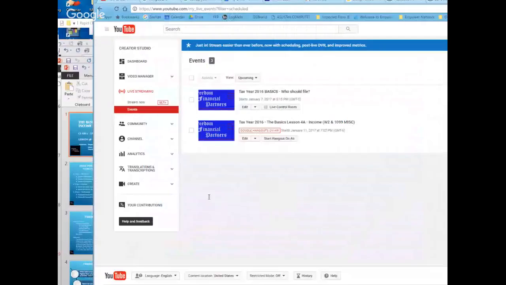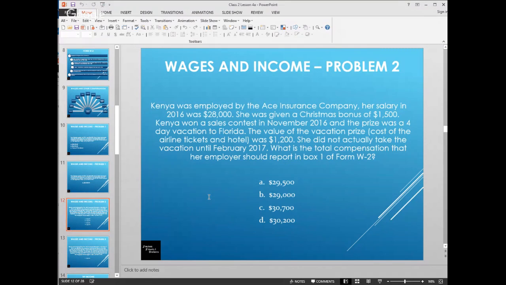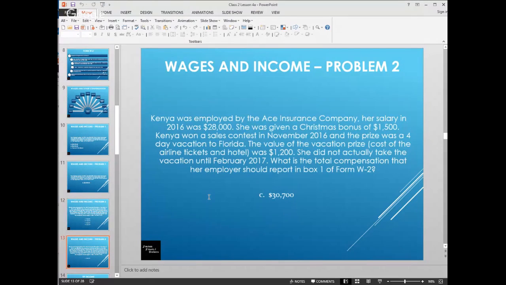What is the total compensation her employer should report in box 1 of Form W-2? What you would be looking for them to report would be A, $29,500, B, $29,000, C, $30,700, or D, $30,200. And the amount would be the $30,700, which is the $28,000 plus the $1,500 plus the $1,200.